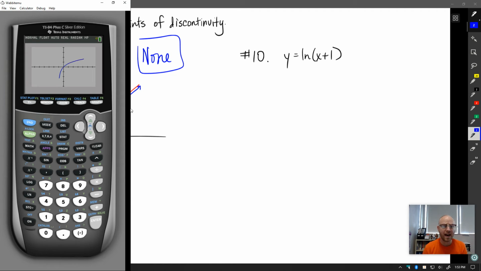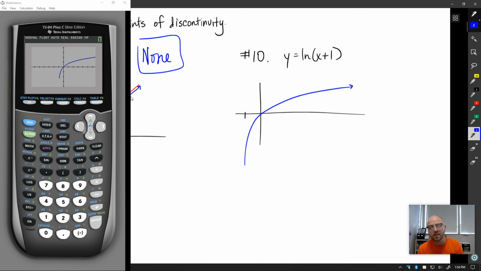And we see that this function has a vertical asymptote. It looks like at -1. So I can sketch this graph by putting a point here, and we're going to look something like this.